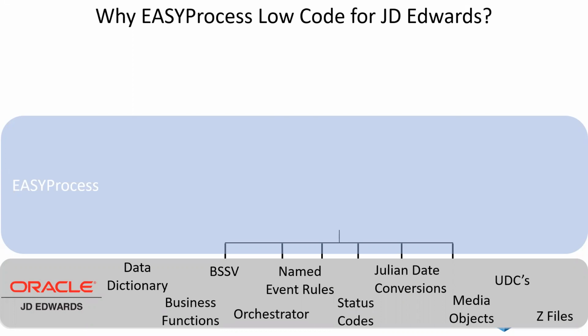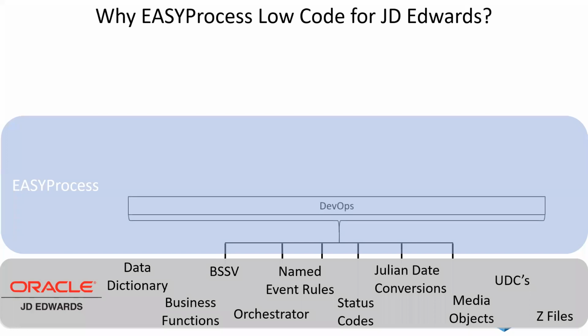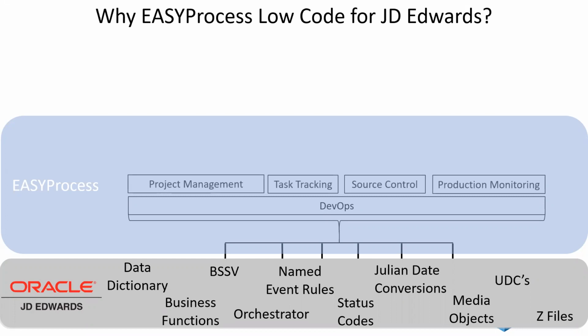And what does EasyProcess have on top of that? Well, if you're building custom systems, and this is your first time entering a world that isn't JDE tools, you need DevOps, and we have it. We have DevOps all built in. Project management, task tracking, project assignment, source control, production monitoring, all of that is already pre-built into the system. We even have dashboards for management to check on the health of every single project you have. We trap all the events, so we know where everything is at any one point in time.